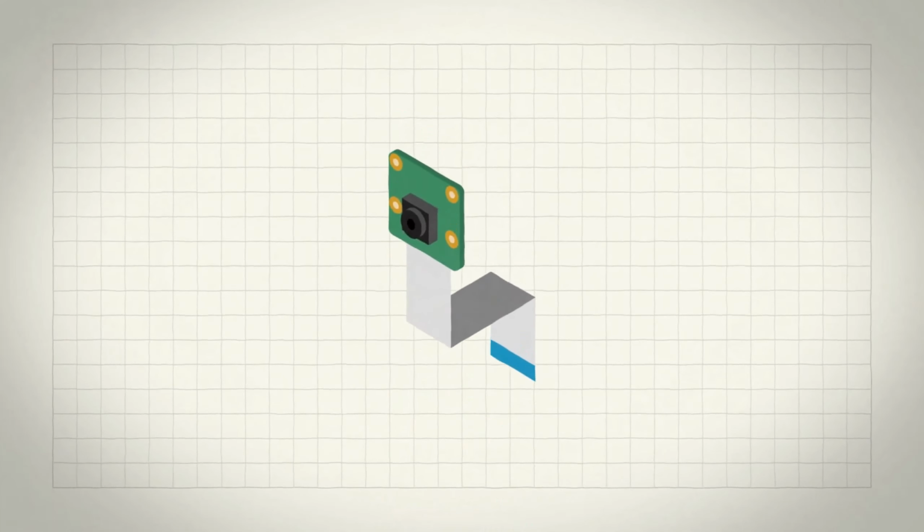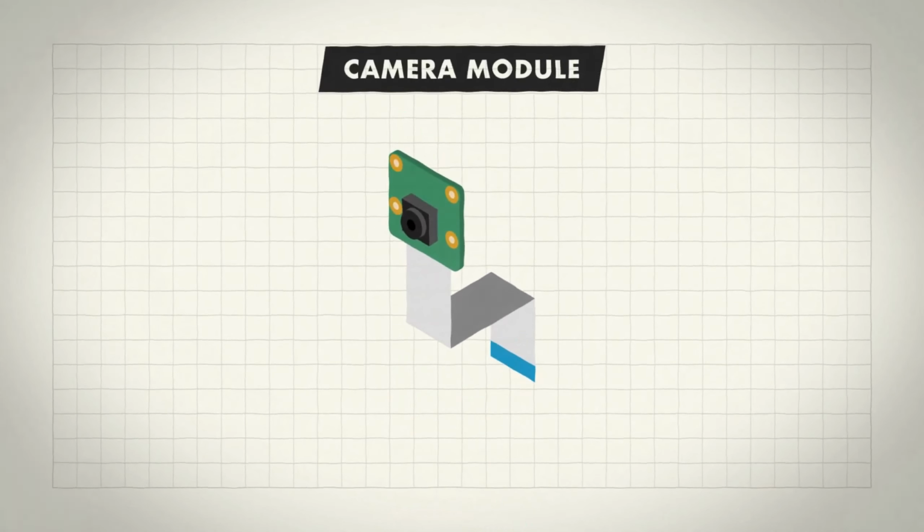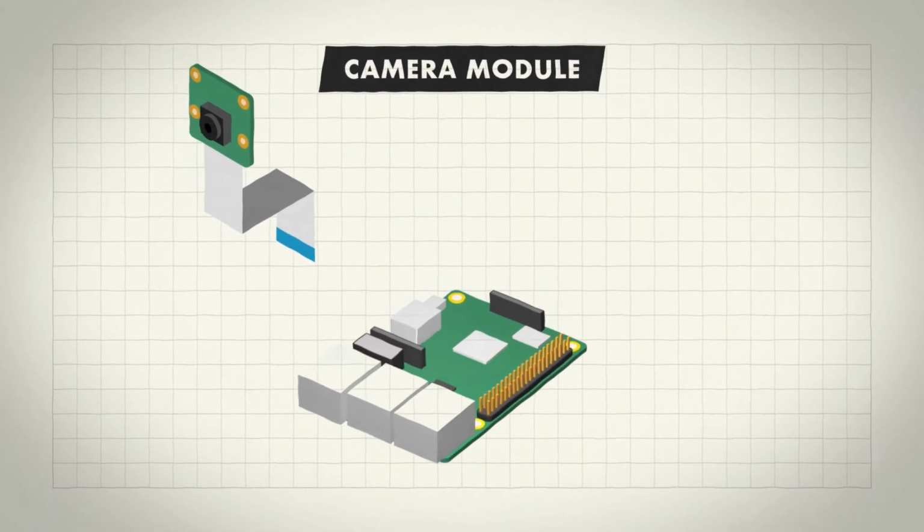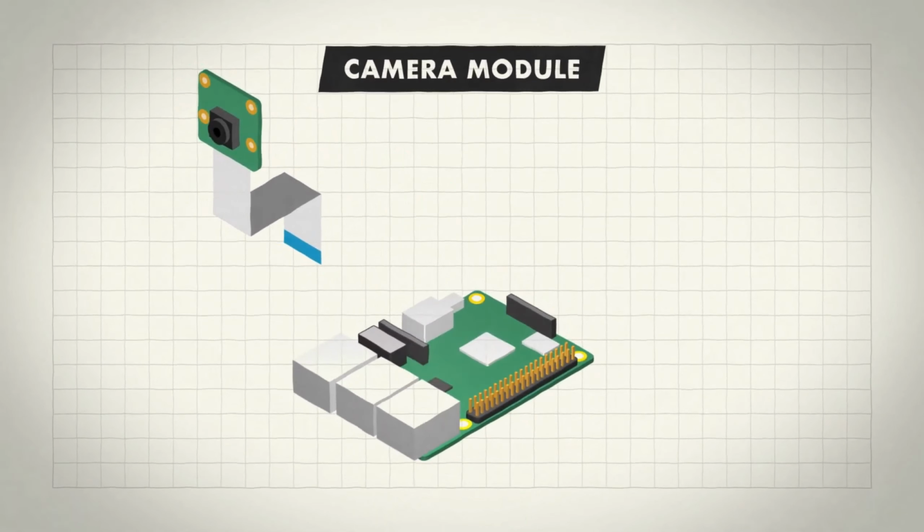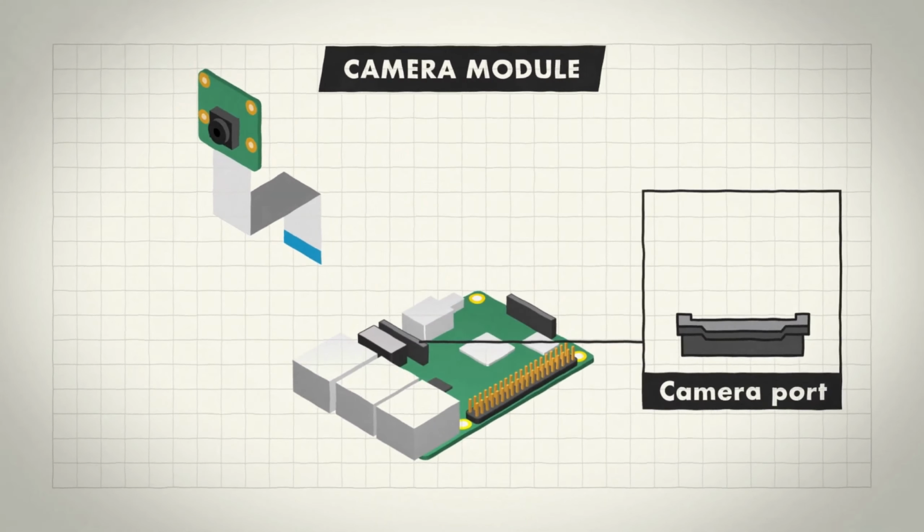The Pi's camera board is an HD camera which captures high-resolution images. It's pretty much the same as the camera in your phone, and you can use it to take pictures or record video. To attach the Pi camera to your Raspberry Pi, first find the camera port near the Ethernet port.